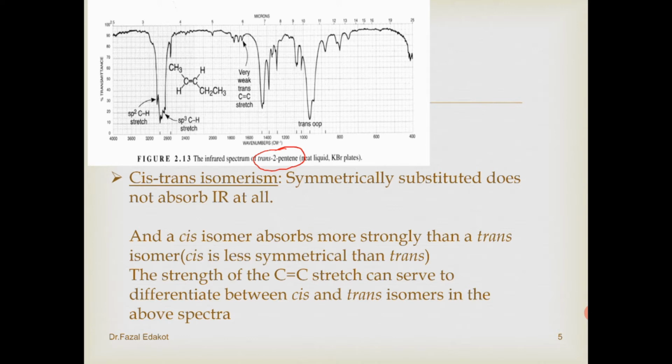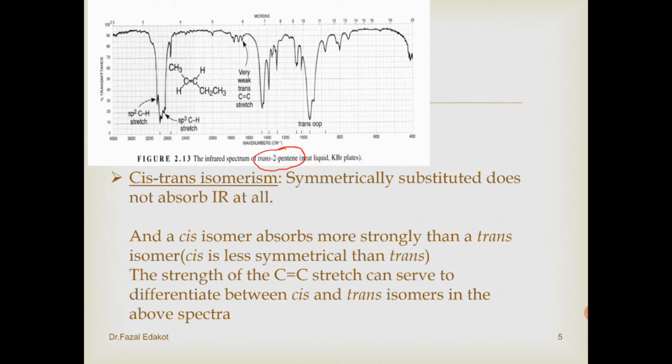The strength of the C double bond C stretch can serve to differentiate between cis and trans isomers in the above spectra. What is that hidden point? You have to think and tell me. So we already discussed what makes a compound IR active. So here the cis is less symmetrical. So what will happen? When it is less symmetrical, it will have more polarity. Am I right?